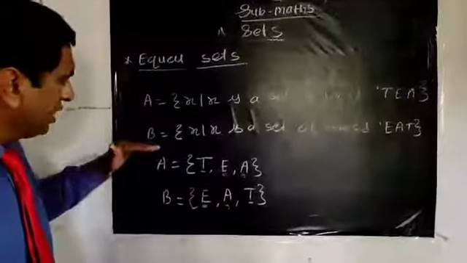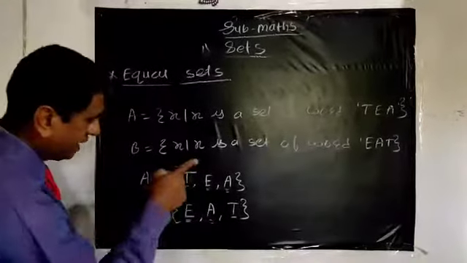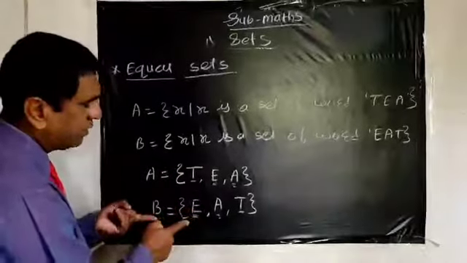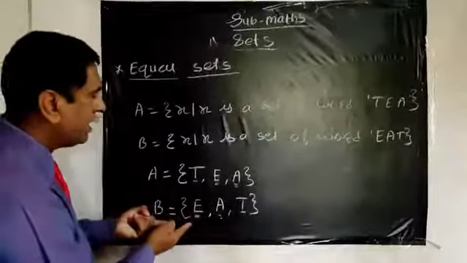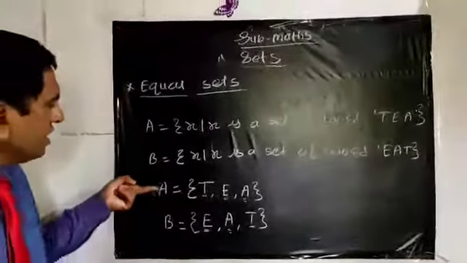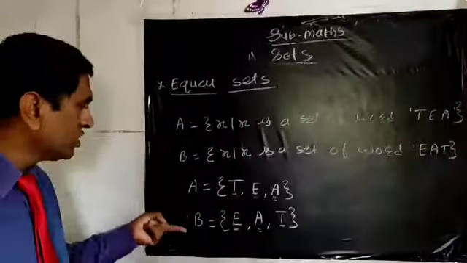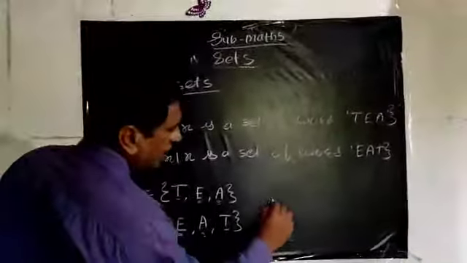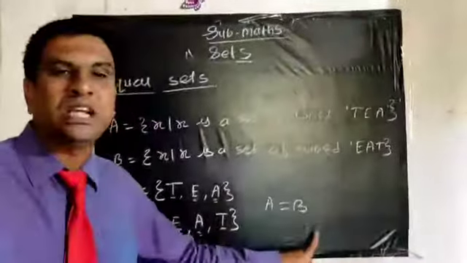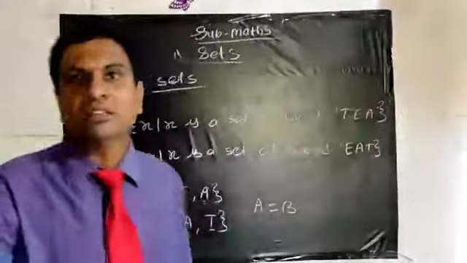The elements are the same. What is our definition? Each element of set A is present in set B, and every element of set B is present in set A, then the sets are called equal sets. In both sets the elements are the same, so these two sets are equal, and it is shown as A equals B. These sets are called equal sets.